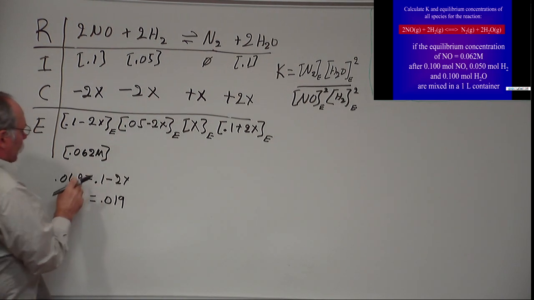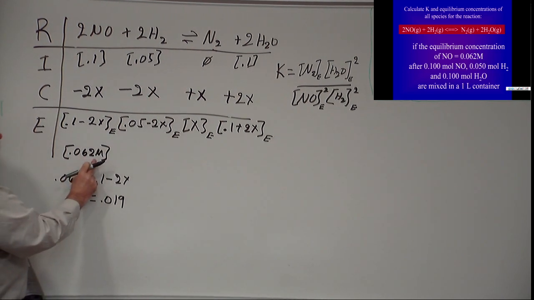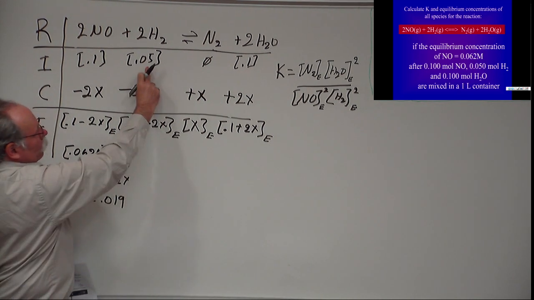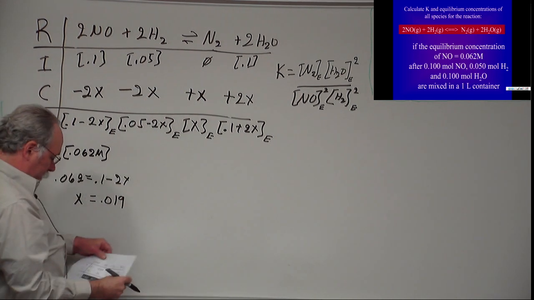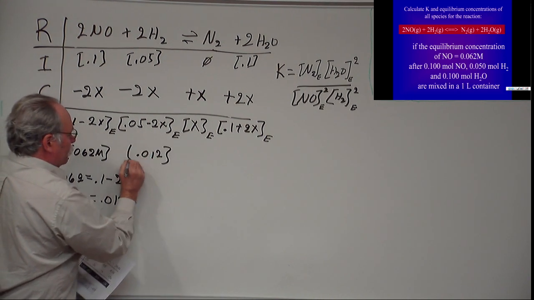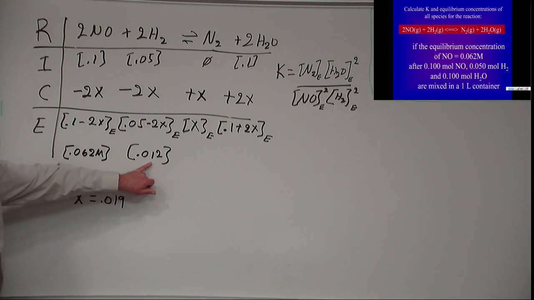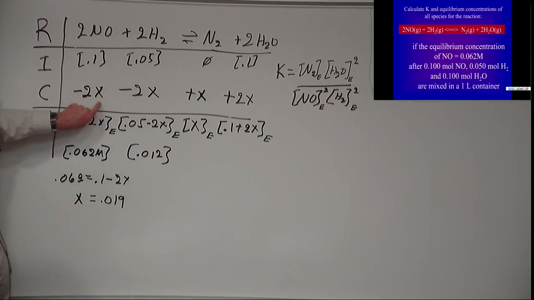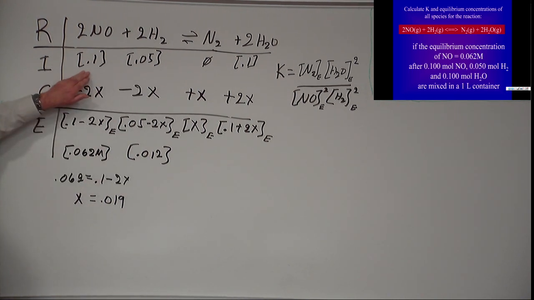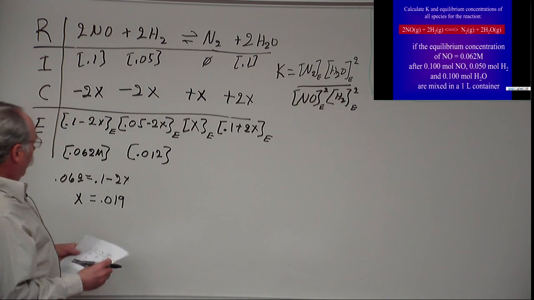Because as I'm using this up, I'm also using this up. And what we'll see is that I have 0.062 moles of this left. How much of this do I have left? I have 0.05 minus 2 times 0.019, which is 0.012 moles of this. So note, this is getting consumed. They're getting consumed at the same rate, but this is a smaller concentration because I started with a smaller concentration. Does that make sense? Okay.